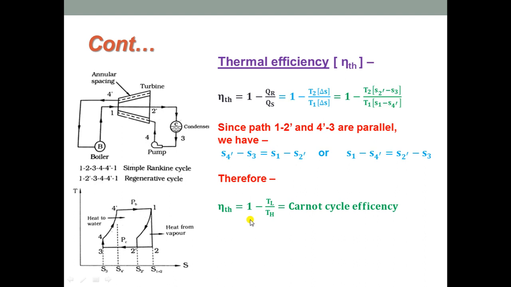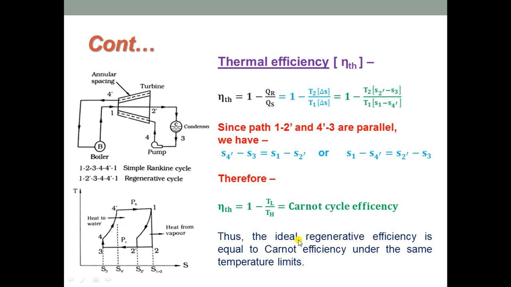Therefore, the final expression for thermal efficiency of the cycle becomes 1 minus TL over TH. Just remember the expression for the Carnot cycle: it is given by 1 minus minimum temperature by maximum temperature, that is low temperature by high temperature, and this expression is the Carnot cycle efficiency expression, and it holds for the ideal regenerative cycle. Thus, the ideal regenerative cycle efficiency is equal to Carnot efficiency under the same temperature limits. This is the conclusion we can draw seeing this expression.